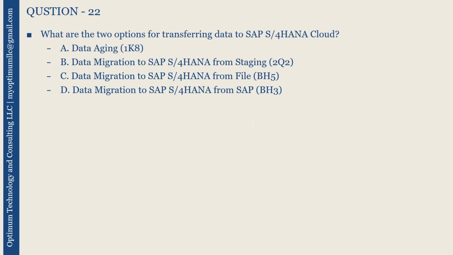Question 22. What are the two options for transferring data to SAP S/4HANA Cloud? A. Data aging, 1K8. B. Data migration to SAP S/4HANA from staging, 2Q2. C. Data migration to SAP S/4HANA from file, BH5. D. Data migration to SAP S/4HANA from SAP, BH3.